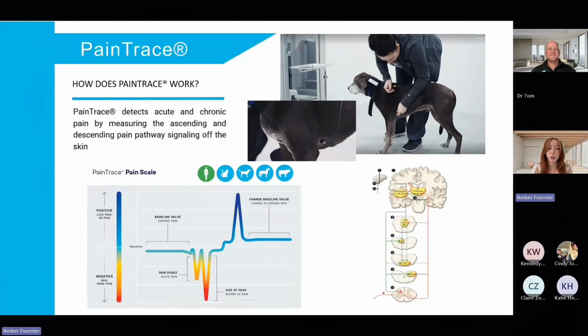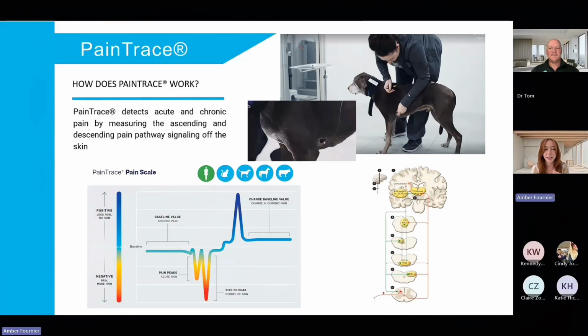So how does that actually work? How is PainTrace actually able to pick up on the acute and chronic pain? So PainTrace uses a proprietary neurosignaling technology, and this allows us to actually detect the ascending and descending pain pathways. And this then produces this really simple graph that you see at the bottom here. And I will go into a little bit more detail on this graph in a second. So don't worry if you can't read the really fine print here.